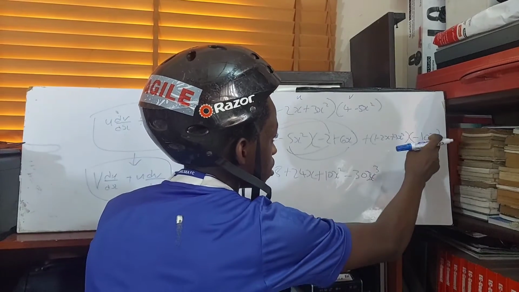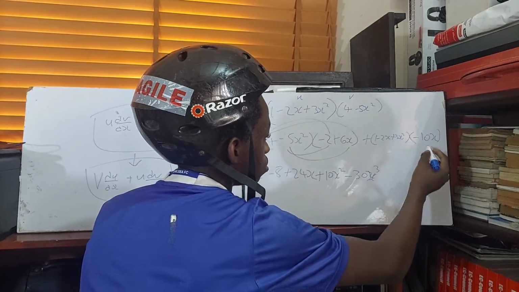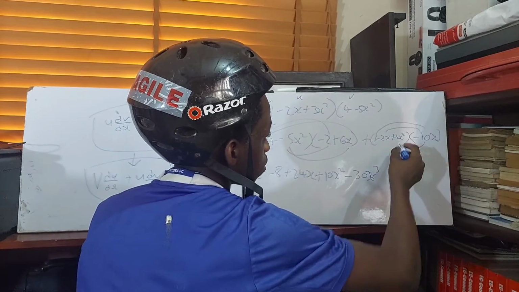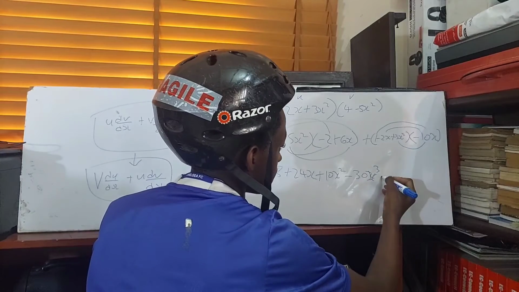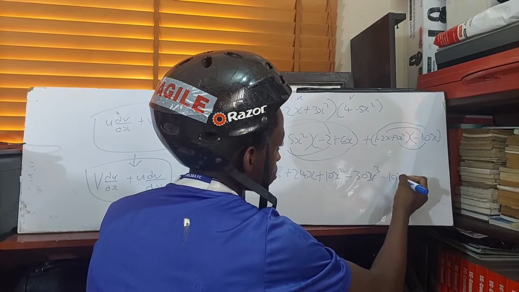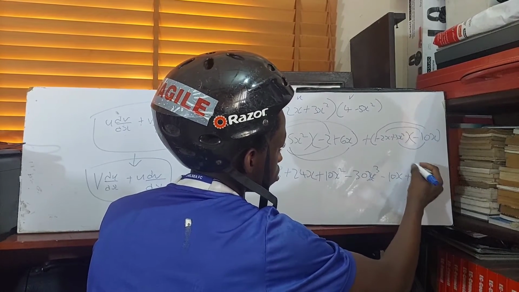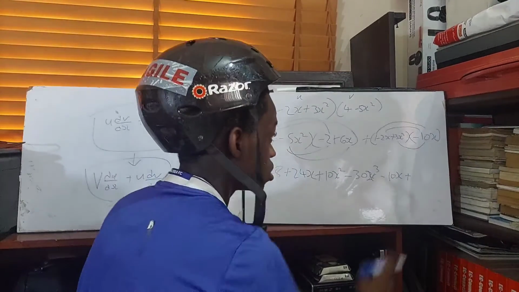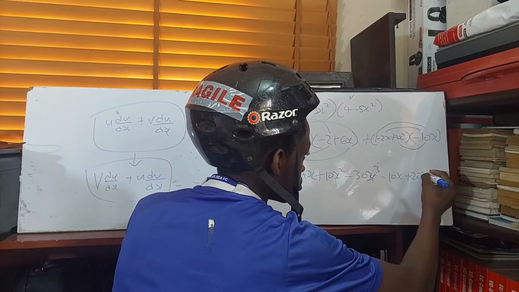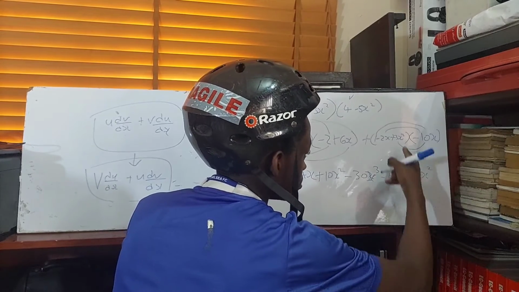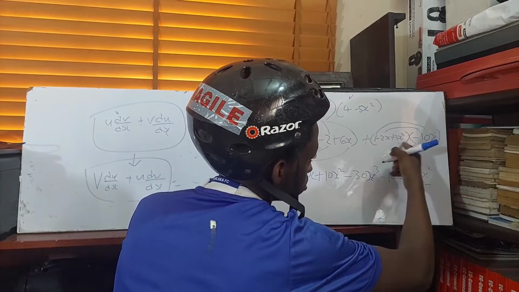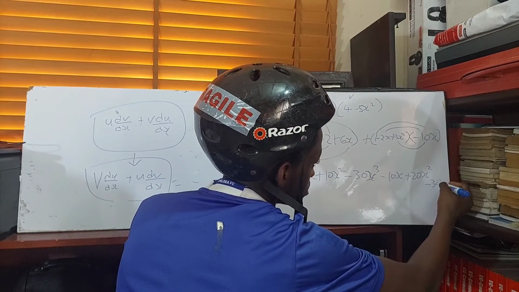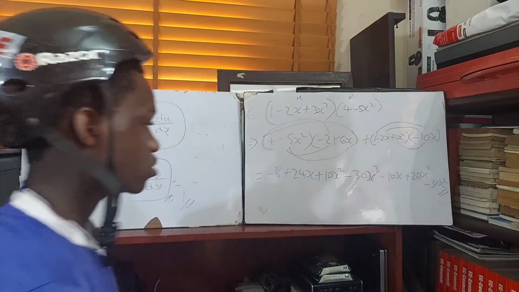Then you can open this one up too. Same thing: you multiply negative 10x by everything inside. So that will be negative 10x plus 20x squared, since 10 times 2 is 20 and x times x is x squared. Then negative 10x times 3x squared is negative 30x cubed. So that's the final answer for this question.